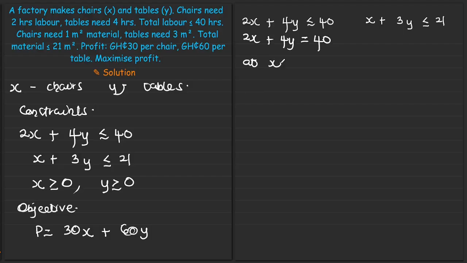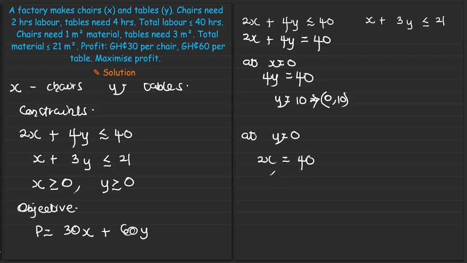So at x equals 0, then we have 2 times 0, that gives us 0. So we have 4y is equal to what? 40. And our y is simply 10. So that gives us the point 0, 10. Then at y equals 0 as well, we have 2x being equal to 40. So our x is simply 20. So that gives us the point 20, 0. So we are done with this first one.